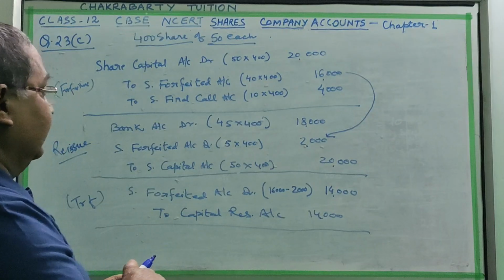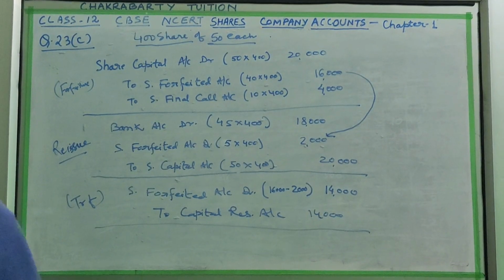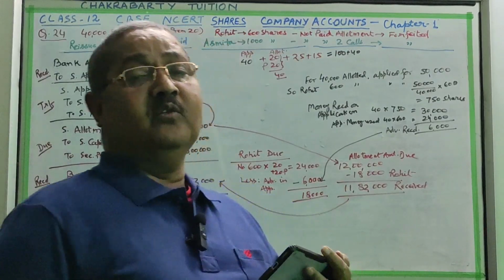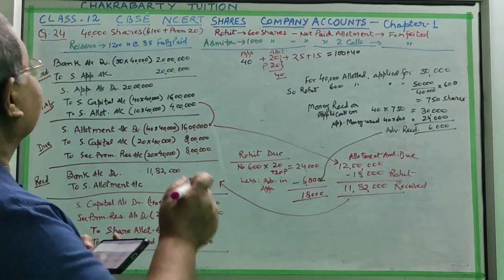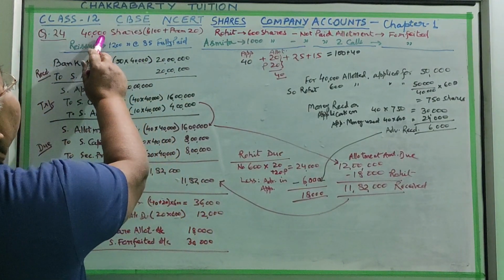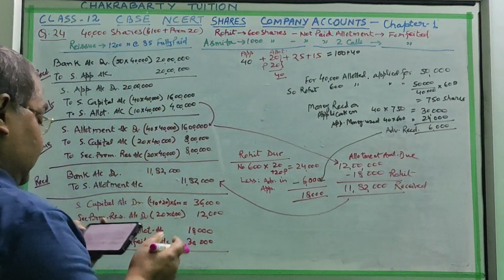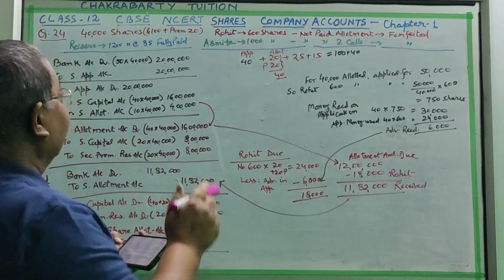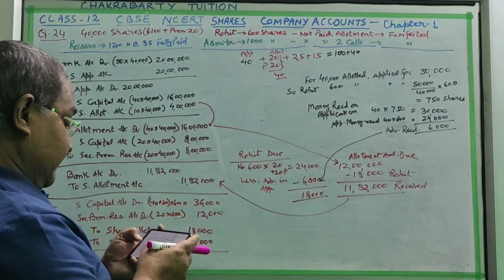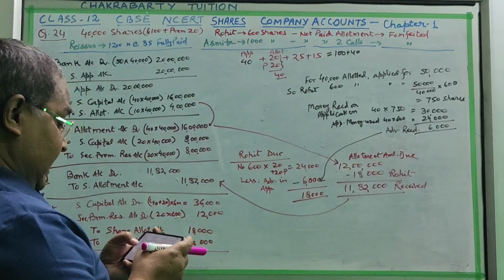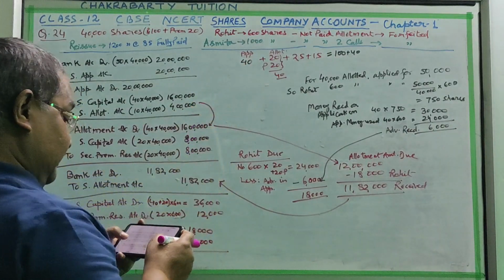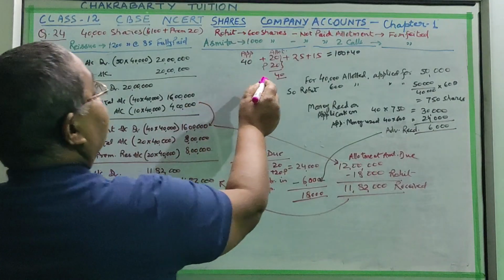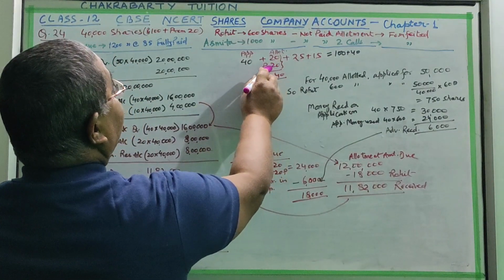Okay, so now question number 24 we are going to do. Here they are saying Ashma Limited invited applications for 40,000 shares at a premium of rupees 20. 20 rupees premium was there. Amount payable on application, 40 rupees was payable. On allotment 40 rupees was payable including the premium amount.